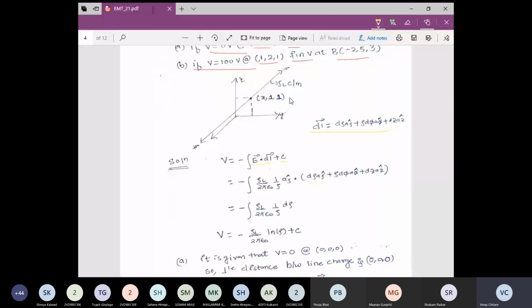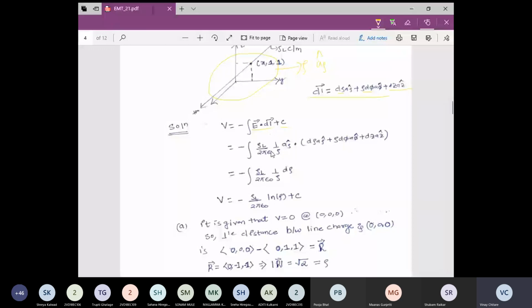We know that this problem works better in cylindrical coordinates, so I'll choose dL equal to d rho a_rho hat plus rho d phi a_phi hat plus dz a_z hat. And I also know the electric field due to a line charge. It is a function of rho alone, and it points in the direction of a_rho hat.